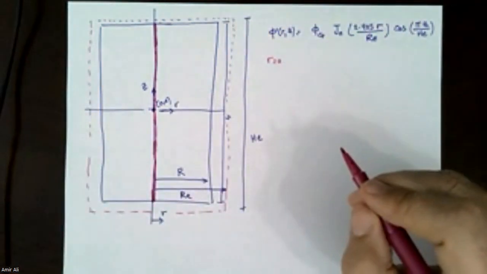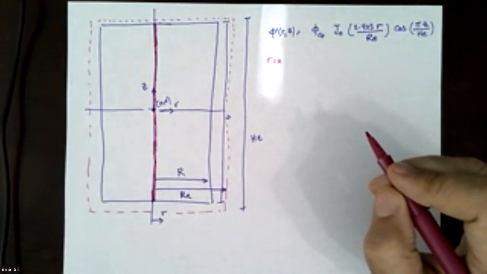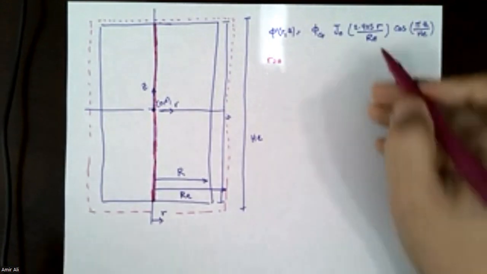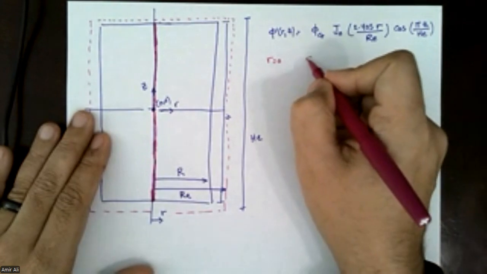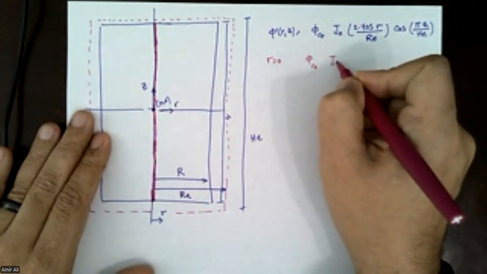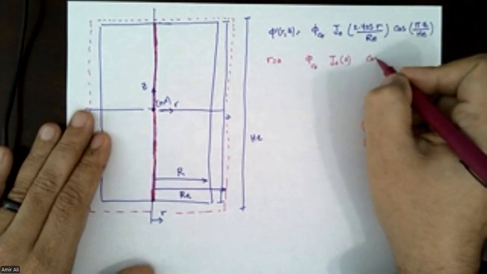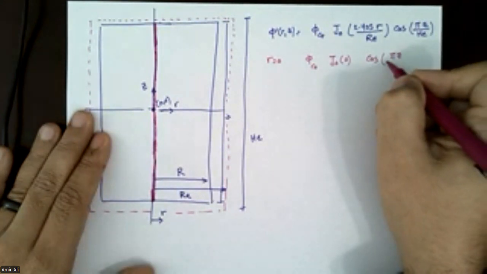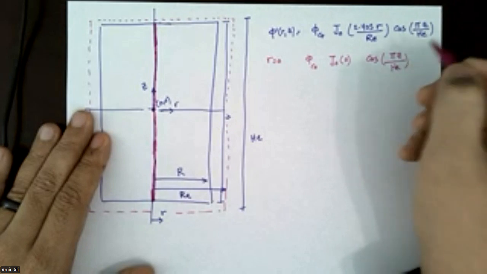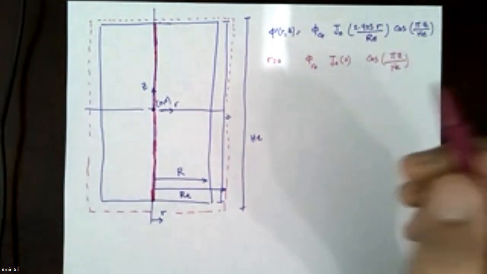So that's my fuel rod here. This is at R equals 0. So if I put R equals 0, I'm looking for phi C node, J node of 0, right? Times cosine pi Z over HE. Assume I want to plot that function here. Now, where are we going to get that Bessel function?